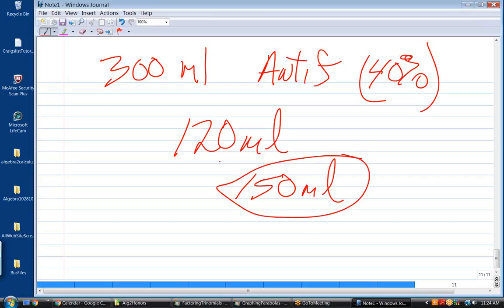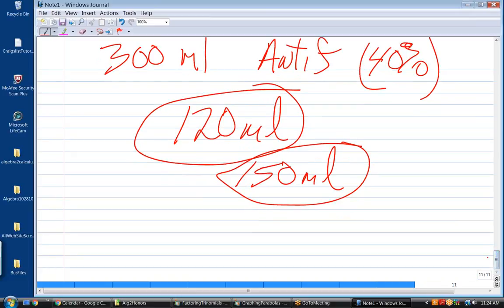Right now I've got 120. I need to add 30 milliliters of antifreeze, but there's no room to add it. So you drain 30 and you add 30 of antifreeze. Well, when I drain 30, I'm losing some of this 120. Oh. So let's see if we can figure out the equation.